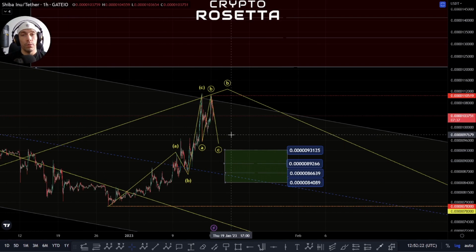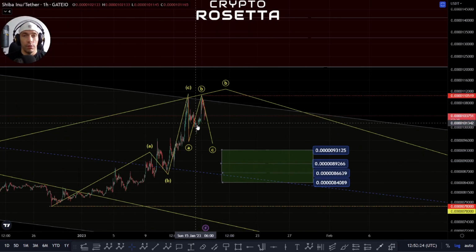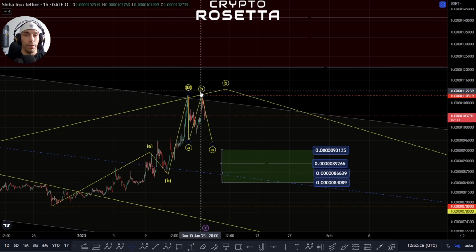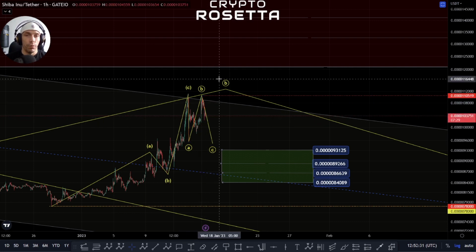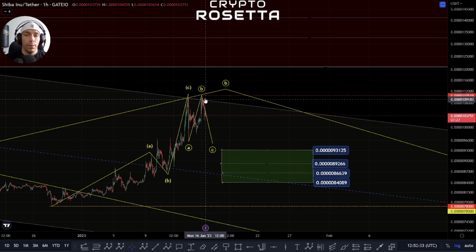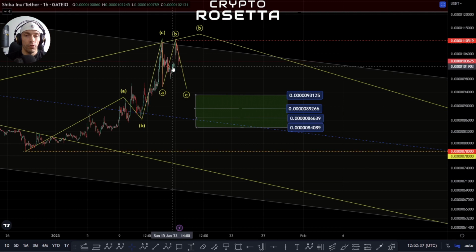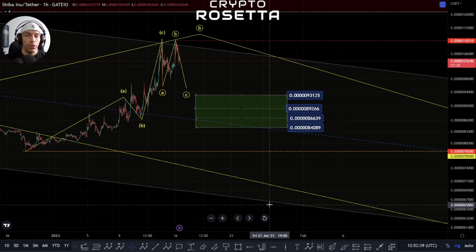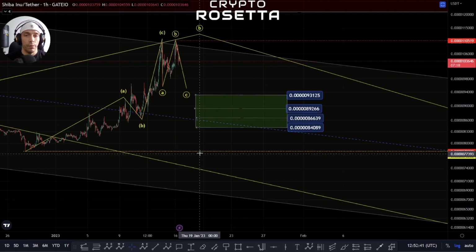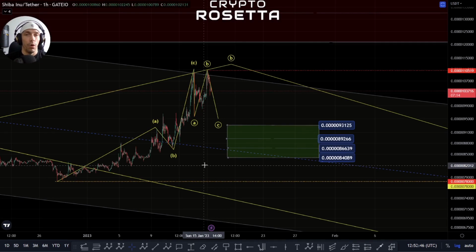However, at the moment, we need to be aware that we have interacted with this channel line, we've retested it, and we're starting to get rejected again. If we can't manage to break above this channel, I would be expecting at least a move down towards this 50 or to the halfway point of this channel, and then potentially actually to retest the bottom of it if this 78,000 area doesn't hold.